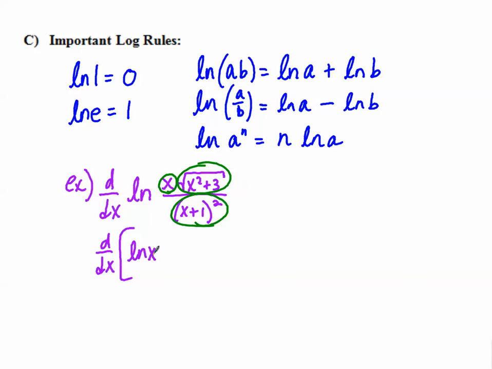The natural log of x plus the natural log of the square root of x squared plus 3 minus, because it's being divided, the natural log of x plus 1 squared. What's the other thing we can do here? Get rid of the exponent. Put the 1/2, get rid of the exponent, put the 2 in the front. So we're using all of the properties in this example.